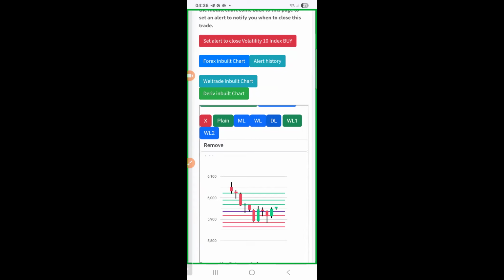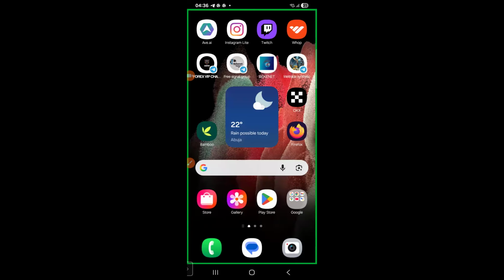Now, if I want to take this trade, I've seen that it's going to buy for a very long time. Though there's a resistance ahead already on the daily time frame, it's still going to buy for a very long time. So what do I do? I go to my MT5.